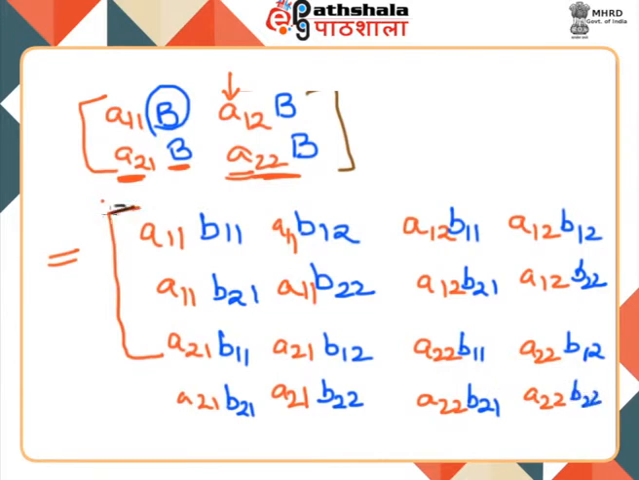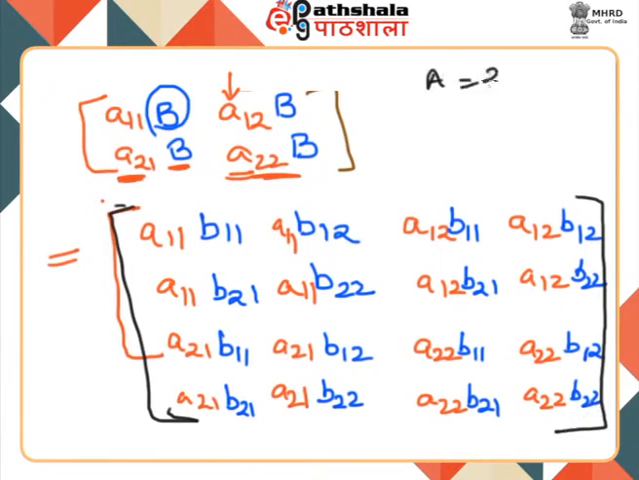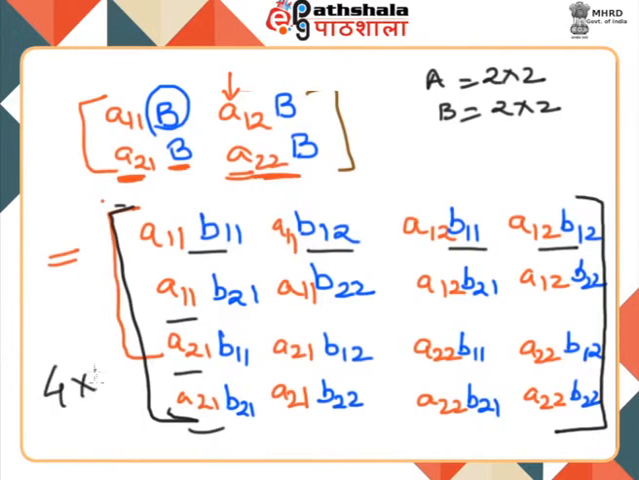So what we get is the matrix which is the direct product of A and B. Notice that both A as well as B were 2 by 2 matrices, and what you have got as the direct product matrix of A and B has 1, 2, 3, 4 rows and similarly 4 columns, so it is a 4 by 4 matrix.